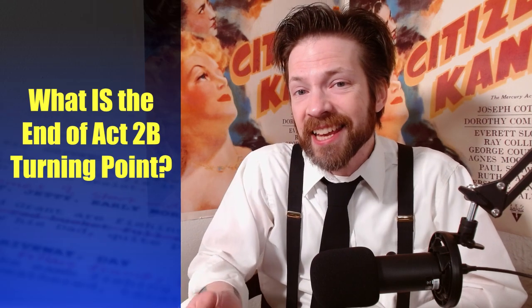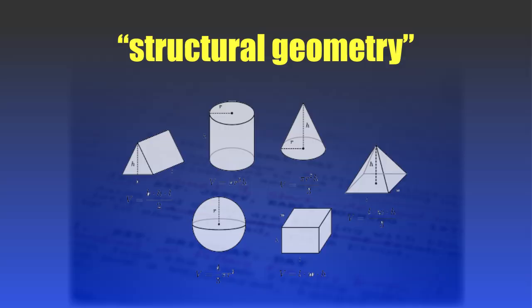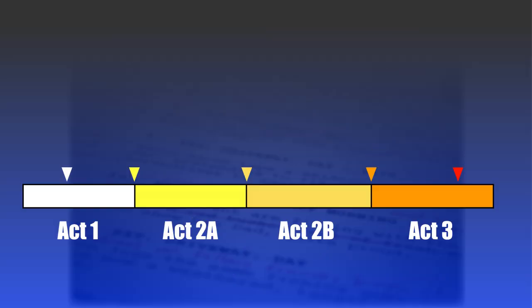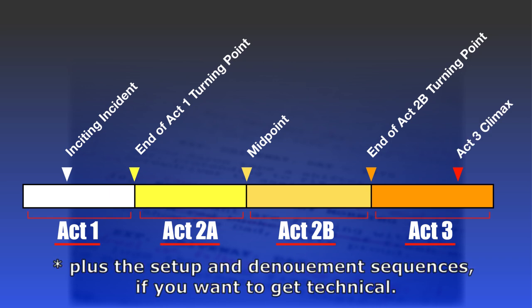Starting off, what exactly is the end of Act 2B turning point and what should it do? Well, going back once again to the basics, a traditional Hollywood-style movie story gets its structural geometry from the arrangement of 5 major dramatic events. You got the inciting incident, the end of Act 1 turning point, the midpoint, the end of Act 2B turning point, and the Act 3 climax. What folks call the story's acts are really just the courses of action between these events. See, it's actually the events that give a story its sense of structure, not the acts between them.